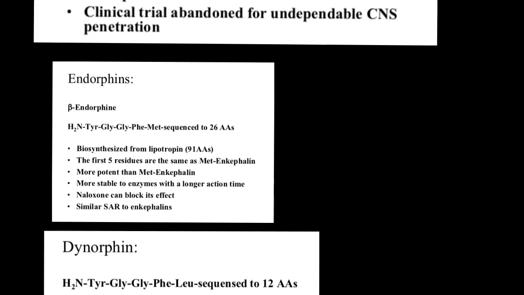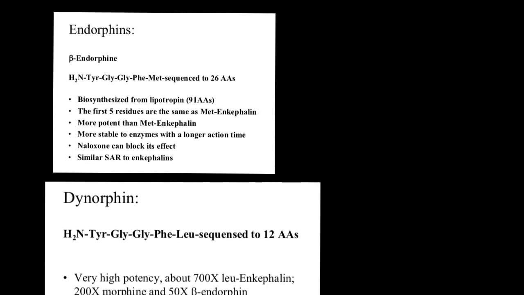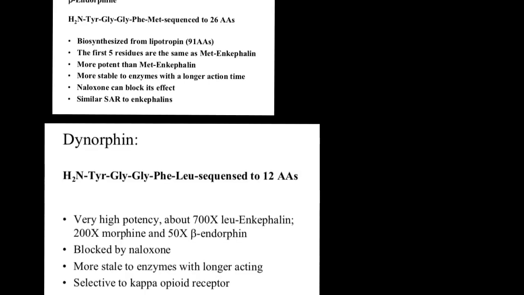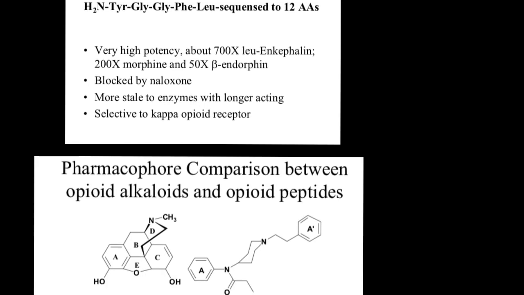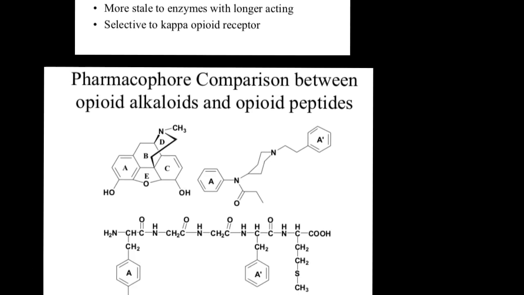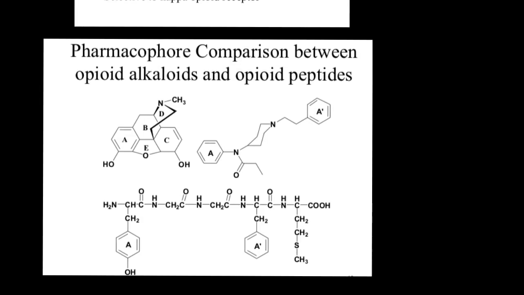Your endorphins. Pretty self-explanatory. And your dynorphins. Pretty self-explanatory. Dynorphins bind to your kappa opioid receptor. And your endorphins have a similar SAR to your enkephalins. So the reason that opiates work is because they actually fit into the receptor the same way that your endogenous opioid peptides work.